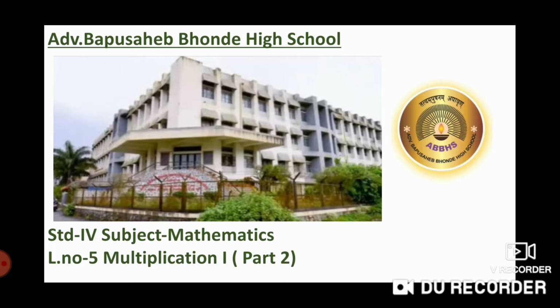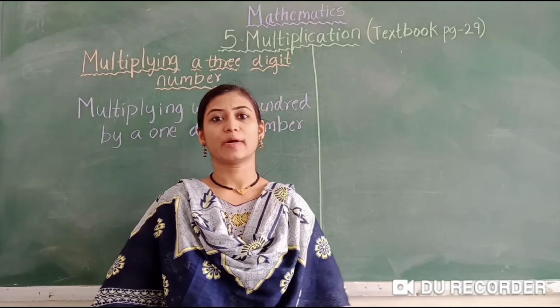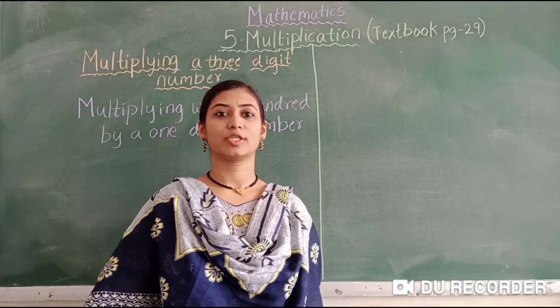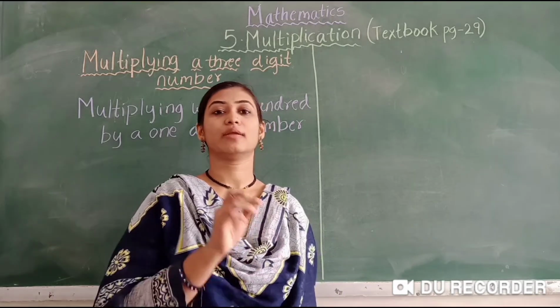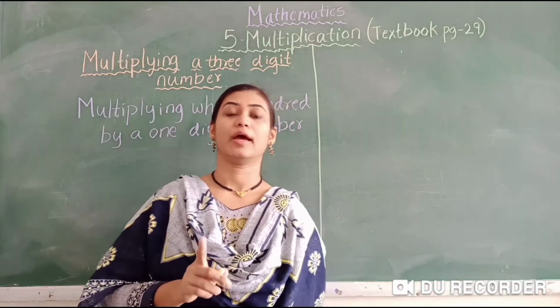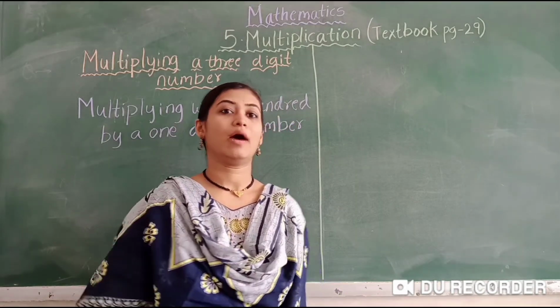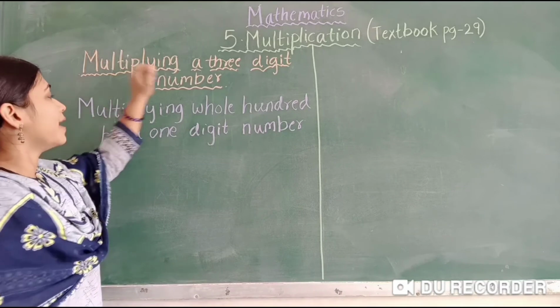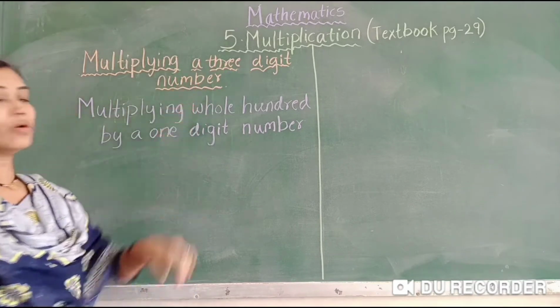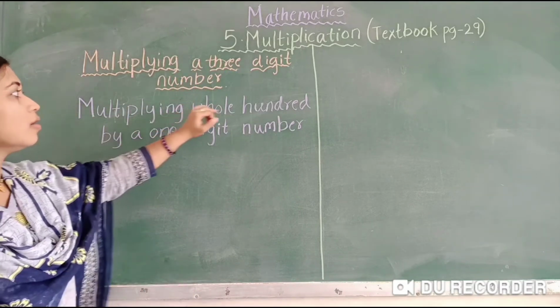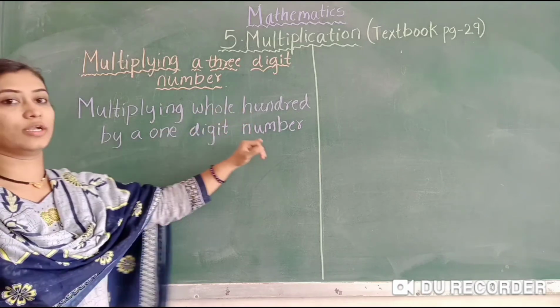In our previous video, we had seen what is multiplication and its properties and also how to solve the sum using lattice method. And now we will continue further. In our previous part, we had seen how to do multiplication using the lattice method. We have seen multiplication of a single digit number and also a two-digit number. Now we will see multiplying a three-digit number. What does it mean? Multiplying a whole hundred by a one-digit number.